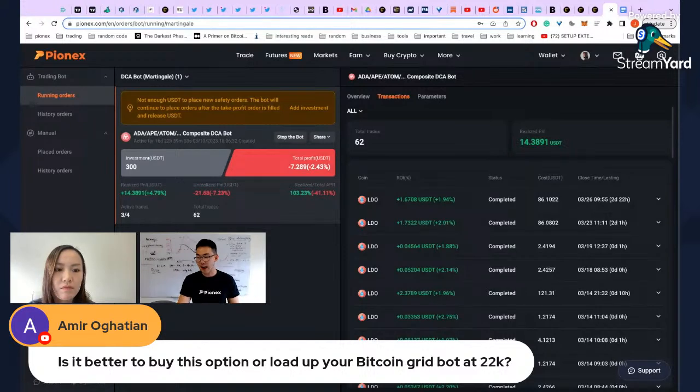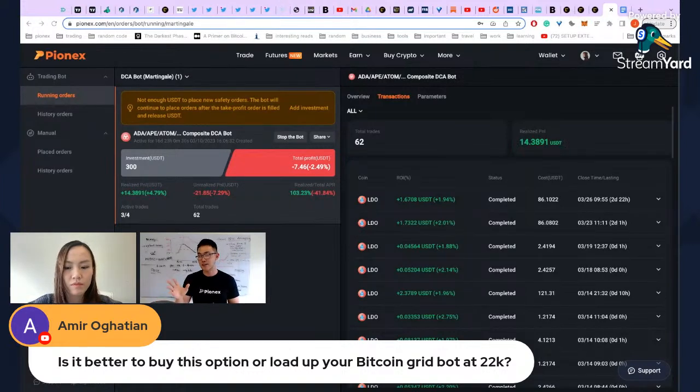Is it better to buy this option or load up your Bitcoin grid buy at 22K? It depends on how risky you are. I would buy the option. You get free yield if it doesn't get to 22K, and you get to buy Bitcoin at 22K, which is the goal, right? If it doesn't reach 22K, you can't start a grid bot. So if it gets to 22K, you basically didn't make any yield. But if you're in this option, you do a buy the dip order, you will get yield while waiting.